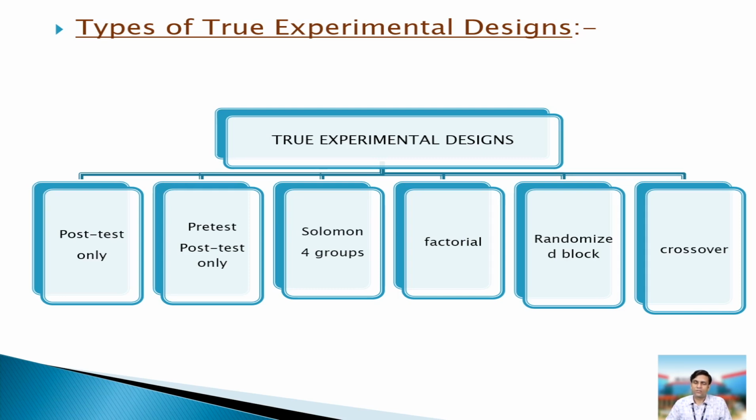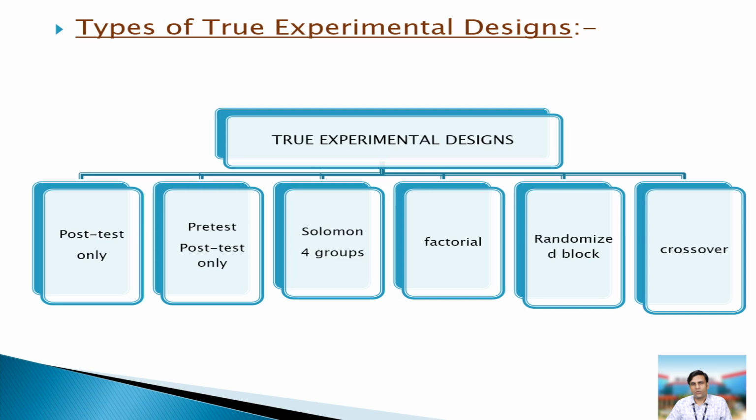Now the other type is Solomon four group. So here there are 4 groups taken, and how it is done is, instead of 1 experimental and 1 control group, there are 2 experimental and 2 control groups taken. It again depends upon the knowledge, experience, and the suitability of the researcher. If he can take 4 groups and if he has as many subjects to include in 4 experimental and control groups.